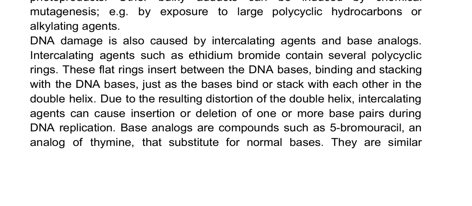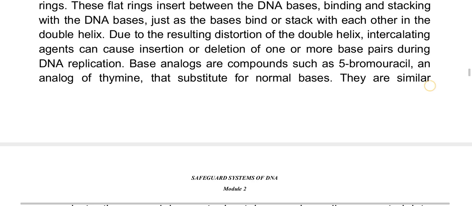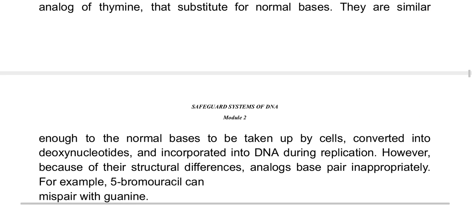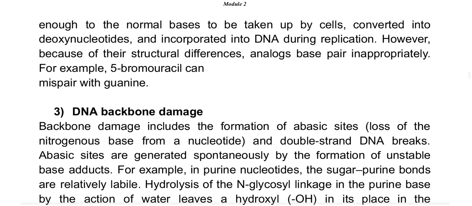Base analogs are compounds such as 5-bromouracil, an analog of thymine, that substitute for normal bases. They are similar enough to normal bases to be taken up by cells, converted into deoxyribonucleotides and incorporated into DNA during replication. However, because of their structural differences, analog base pairs are inappropriate. For example, 5-bromouracil can be paired with guanine.